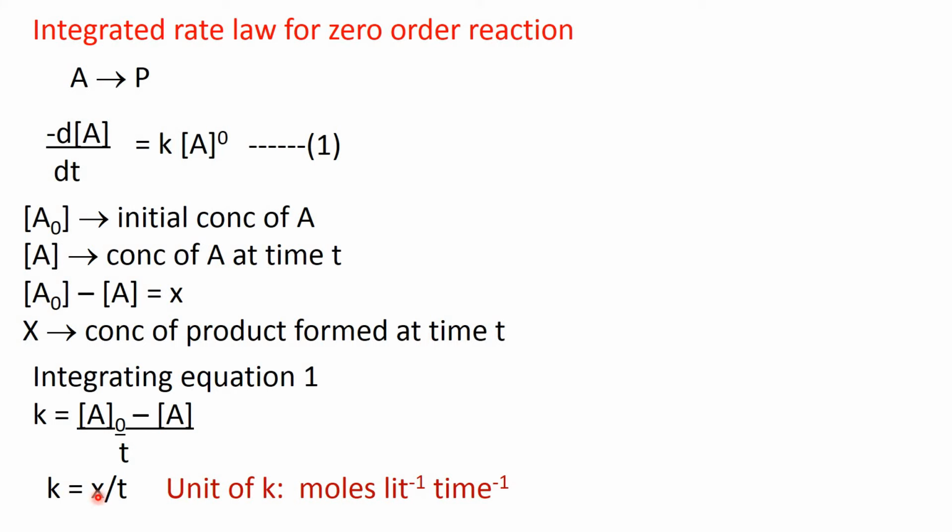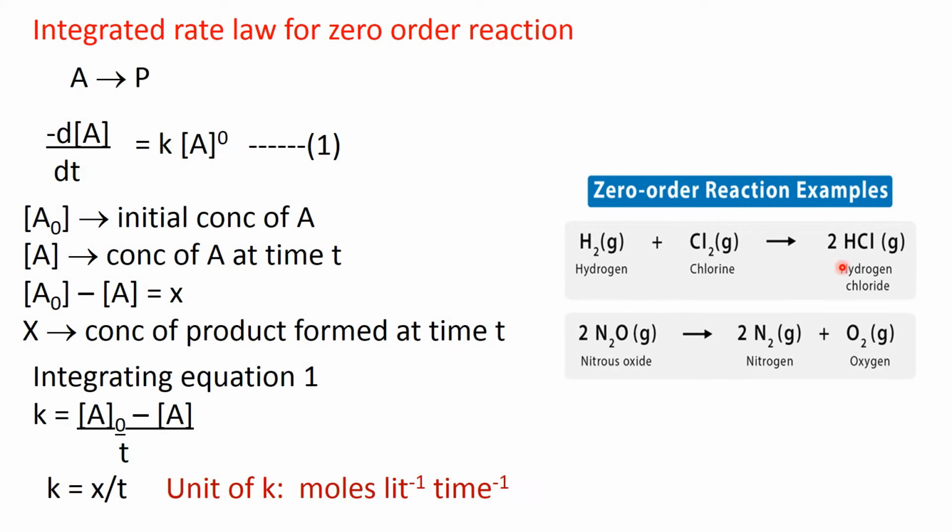Now from this equation, what will be the unit? This is moles per liter, and in the denominator time. So mole liter inverse time inverse. Now these are some examples: hydrogen and chlorine giving you 2 hydrogen chloride gas, but from the reaction mixture, time to time you have to remove this product to make it zero order. Then nitrous oxide decomposition to nitrogen and oxygen. These are examples of zero order reactions.